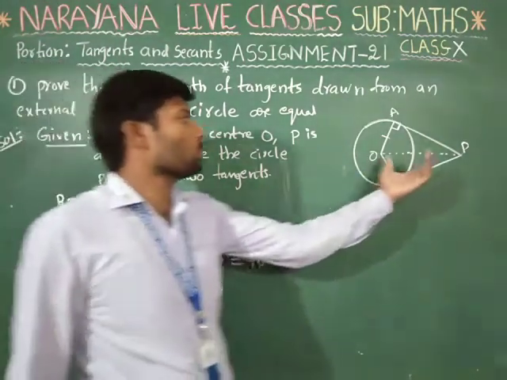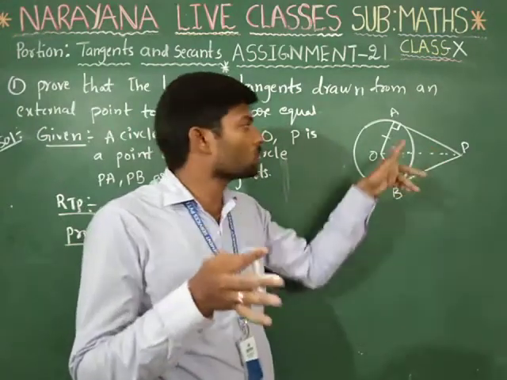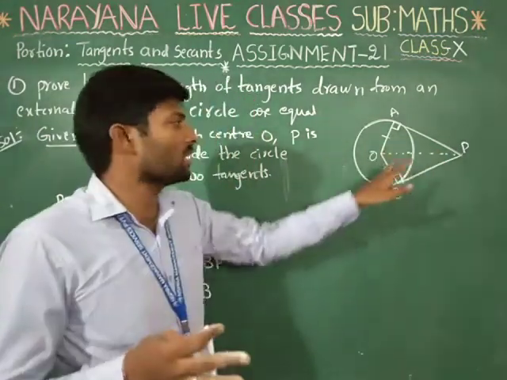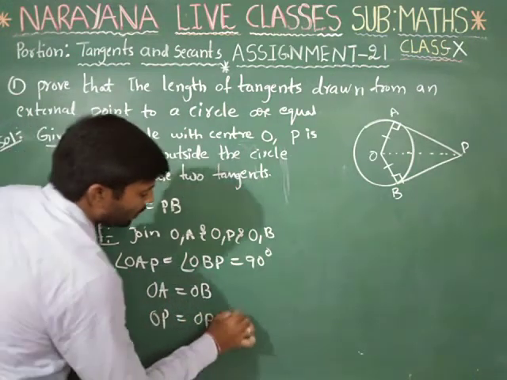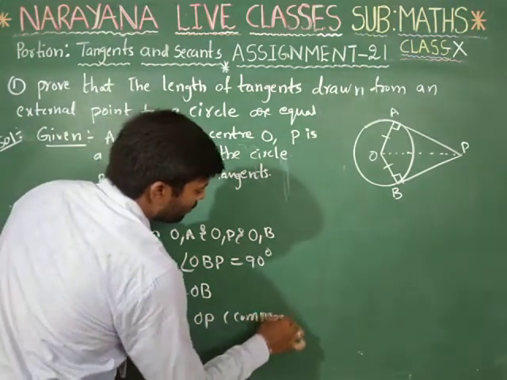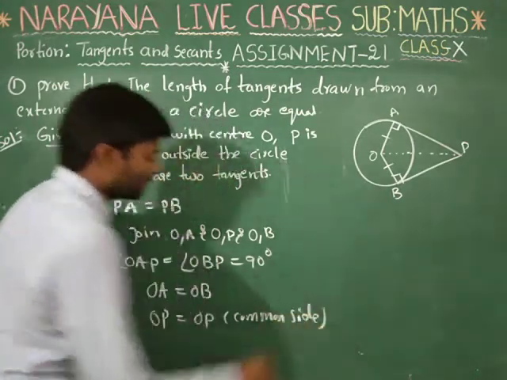And what about this OP? OP is the common side for those two right angle triangles, so we can equate those two. That is OP is equal to OP because it is a common side.